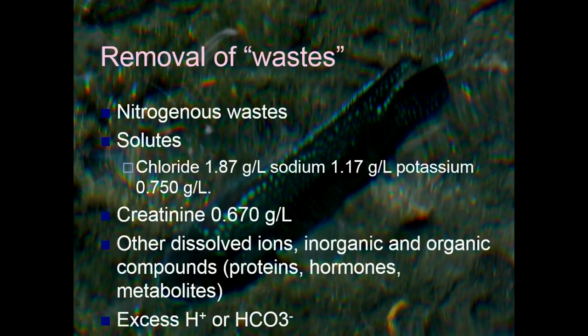And as I mentioned before, the excretory system is also important in regulating acid-base relations inside of the blood by removing an excess of hydrogen ions or an excess of bicarbonate ions, or by perhaps reabsorbing these ions when needed.